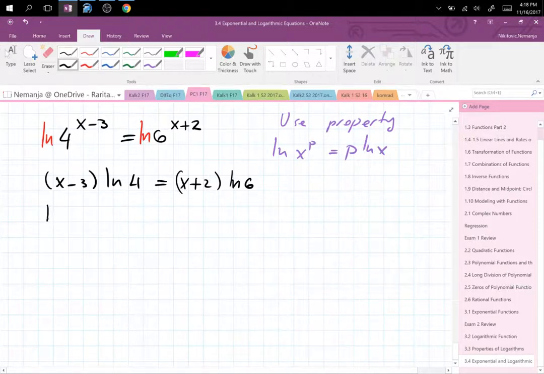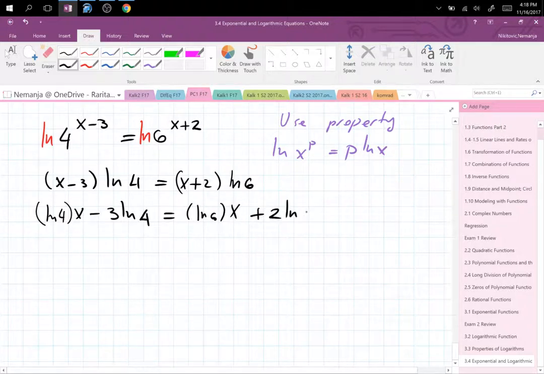So we have ln 4 times x minus 3 ln 4 when we distribute ln 4 on the left. When I distribute ln 6 on the right, I have ln 6 x plus 2 ln 6.